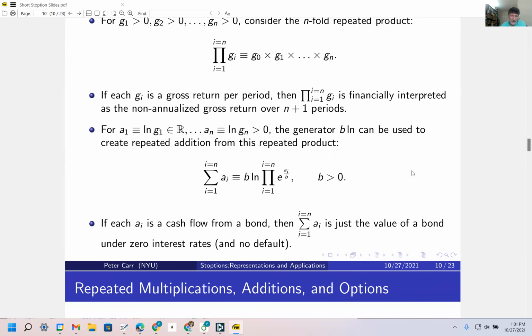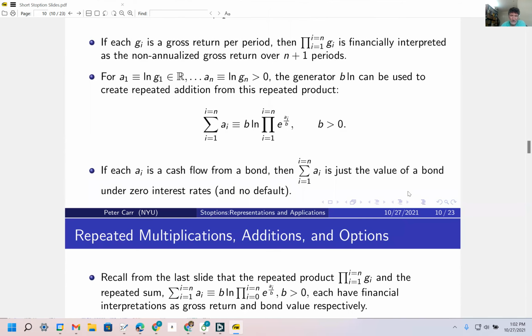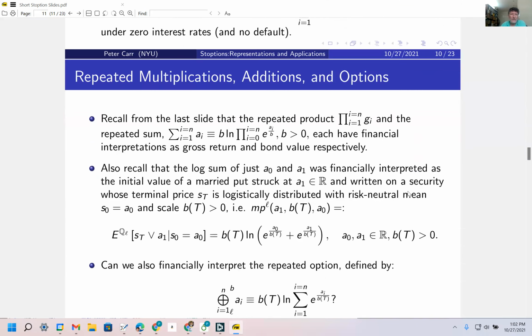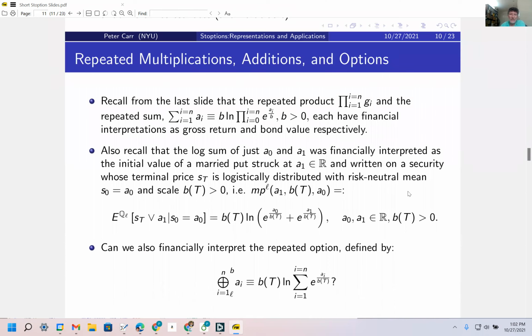But a second interpretation financially of a repeated sum is that you have n future cash flows, A1, A2 to AN, from a bond. These are real cash flows. And then if they had zero interest rates, I want to value the bond, I would just sum the cash flows, assuming no default. So, okay, so we've seen financial interpretations of repeated ordinary multiplication, repeated ordinary addition.